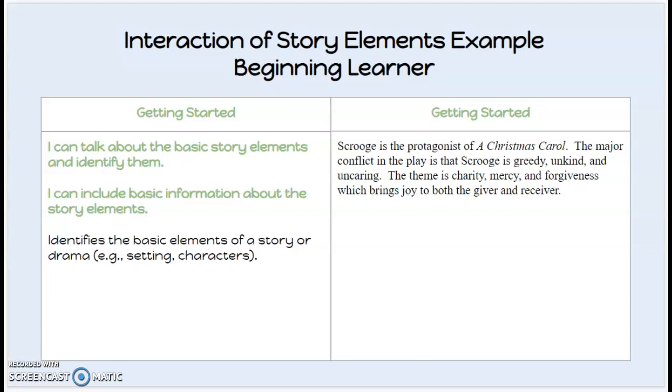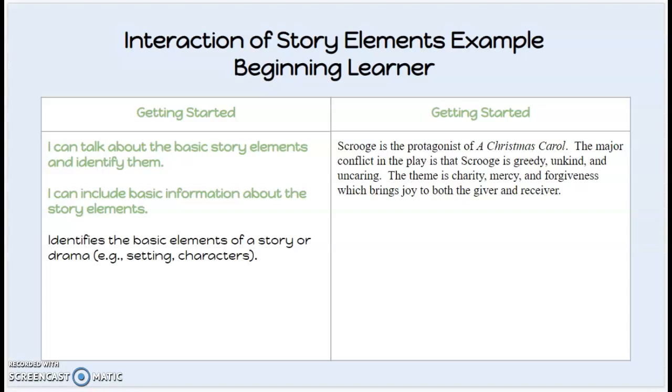Students, like I explained on slide 5, with the interaction of story elements writing chart, there will be a breakdown of each learner level and an example of what the writing looks like. Keep in mind that by the end of this activity, you should be able to write at the distinguished learner level. On this slide, there is an example of the beginning learner level writing.